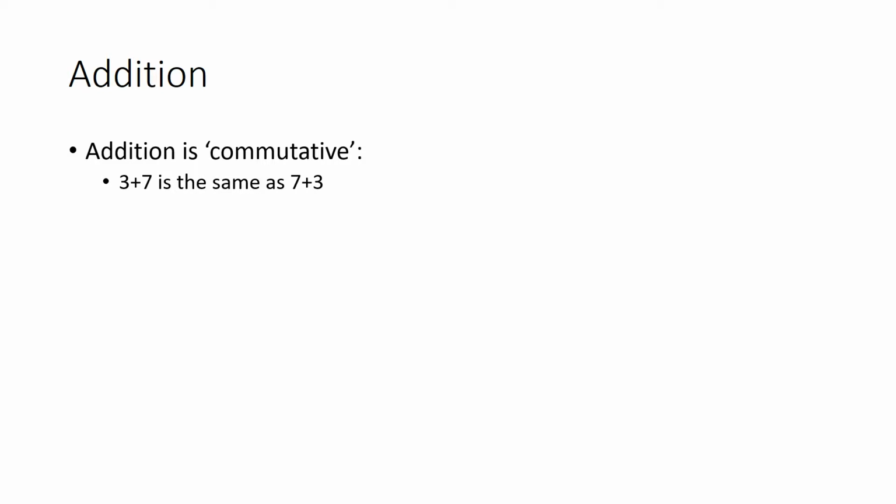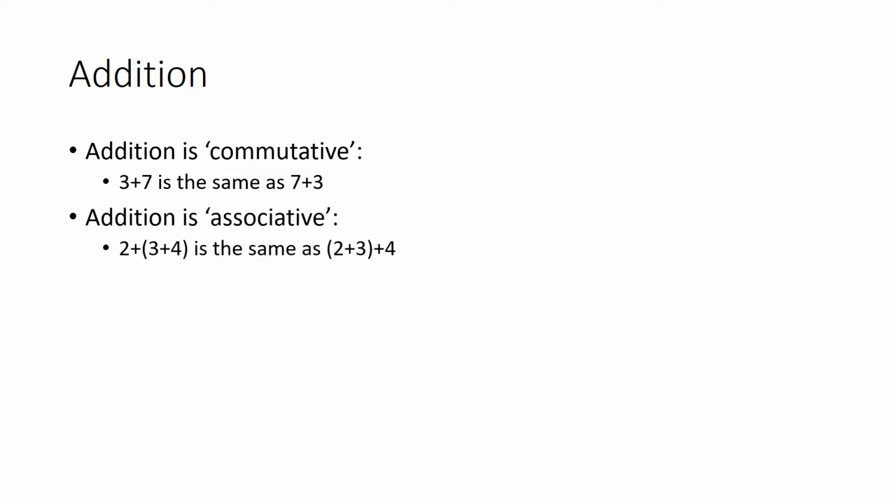So some properties of the addition operator. It's commutative, which means the numbers on either side of the plus sign can move around. They can commute, if you like, hence the name commutative. 3 plus 7, swap them around, 7 plus 3 gives you the same answer.